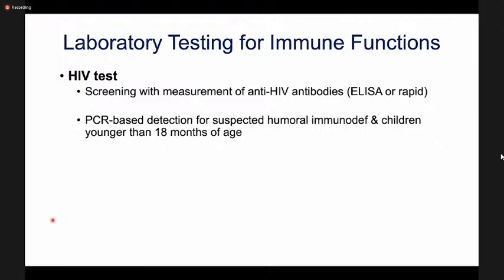But it's important to think about, if a patient may have an antibody deficiency, your screening test may give a false negative. So in such a case, you may actually want to confirm with a PCR-based detection. Of course, also for children younger than 18 months of age, because they may have a false positive test because of maternal IgG if the mother is HIV positive.